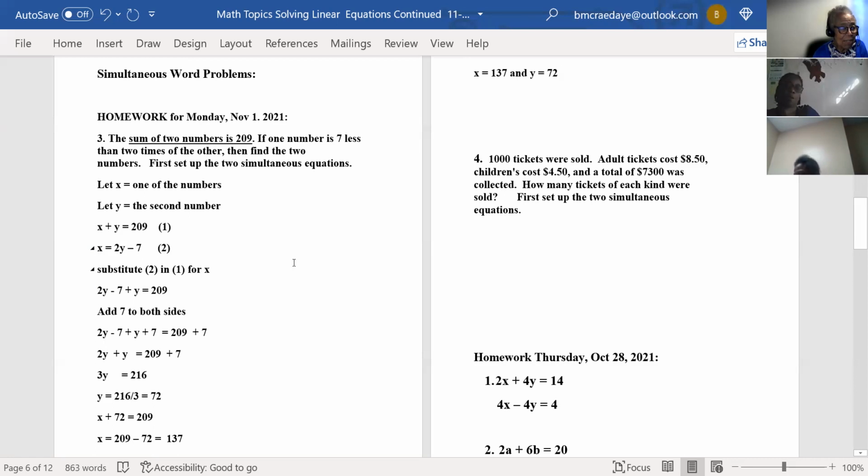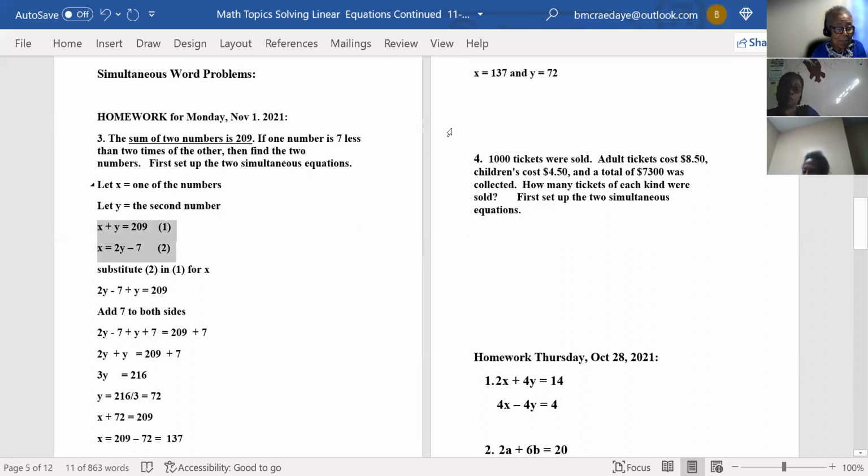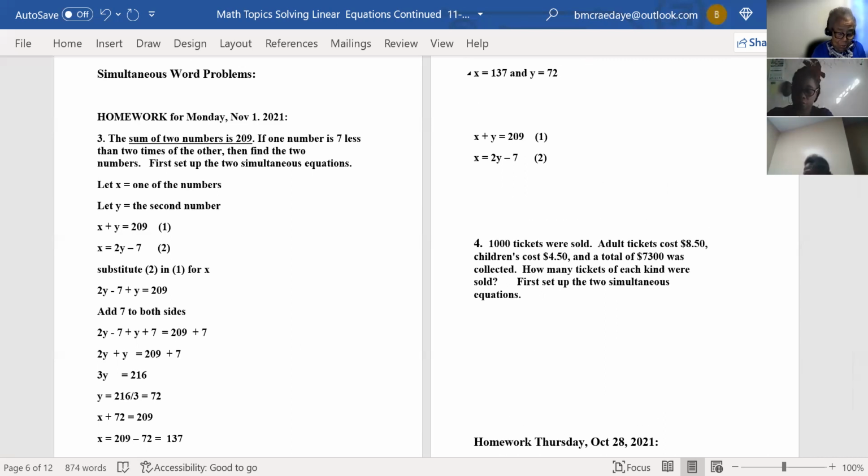And try that, Vanessa. See if that's easier. Take these two equations. Okay, let's just take these two. That was the substitution method. What are we using now? Elimination? Yes, use the elimination method.